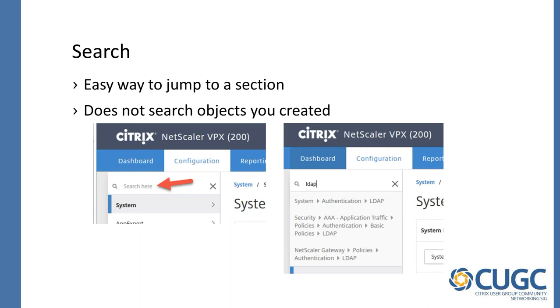So in this case, I have several vServers that have the word LDAP in it, and you'll see that they don't actually pull up those objects. Instead, it allows me to quickly navigate to areas of the NetScaler where I can actually adjust LDAP settings.